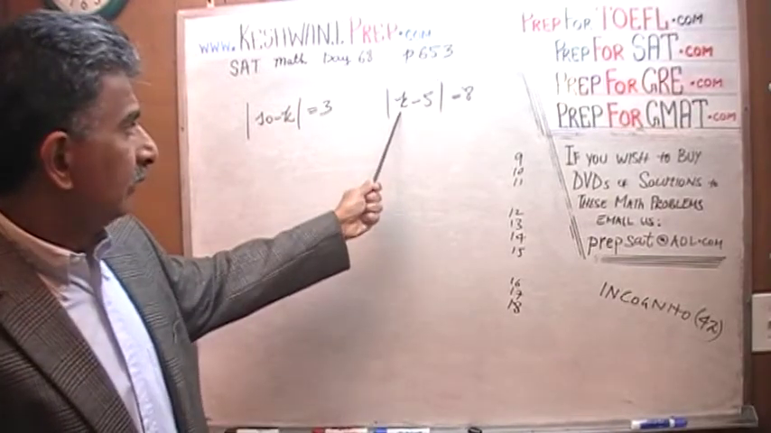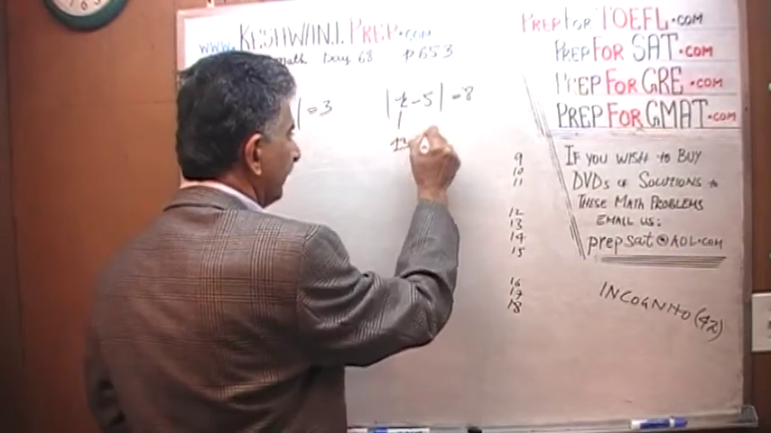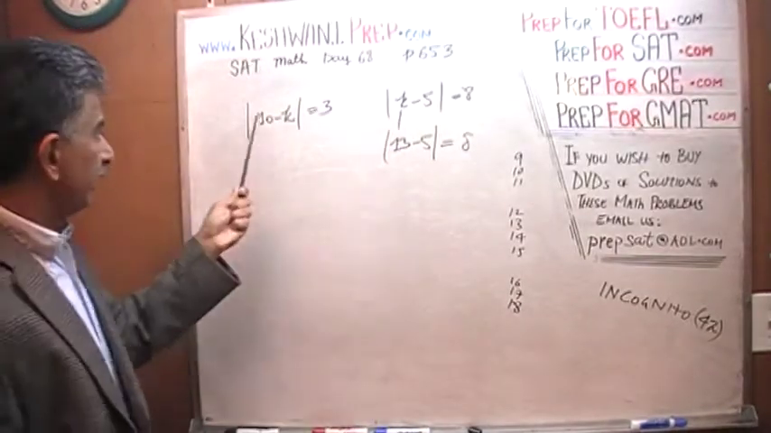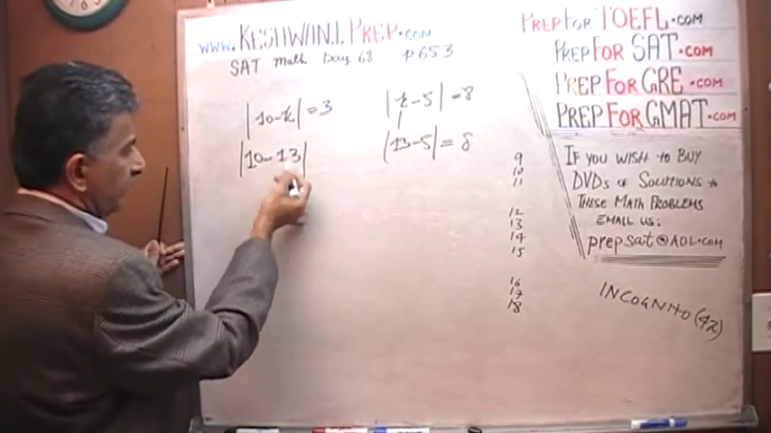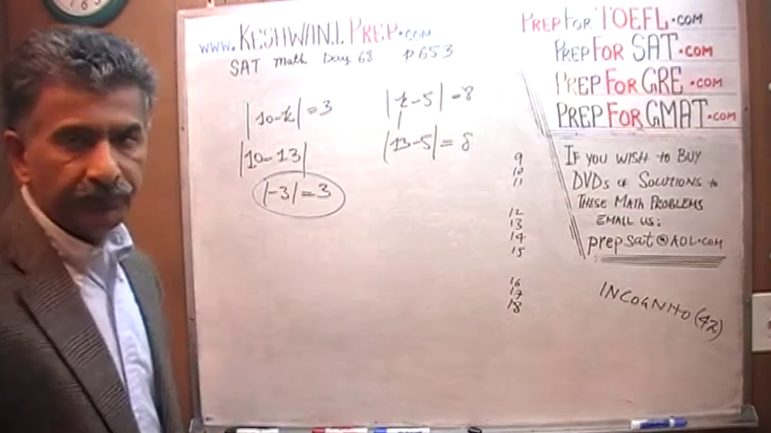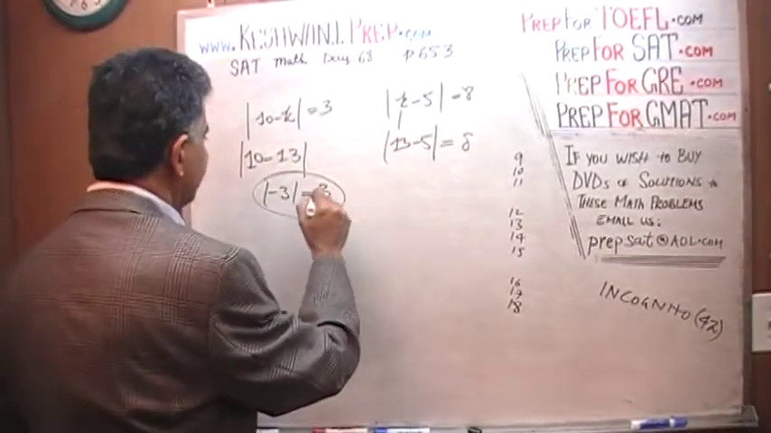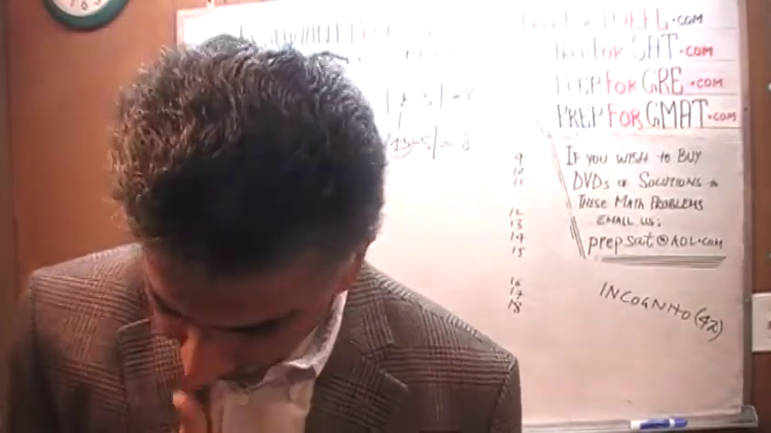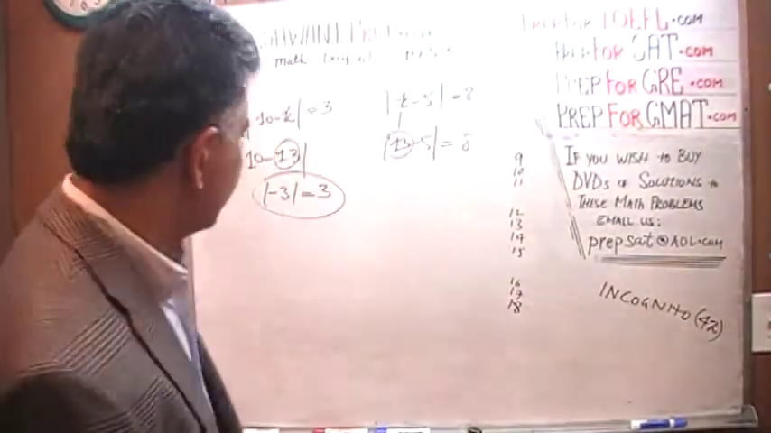Can you think of a number so that when we subtract 5 from it, we get 8? Of course, the answer is 13. 13 minus 5 is 8, and the absolute value of 8 is 8. Then we put the same value of k in here, and let's see what happens. 10 minus 13 is negative 3, and the absolute value of negative 3 is 3. So it works. The value that we're looking for is k equal to 13. K equals 13 satisfies both of these equations. The answer is 13.